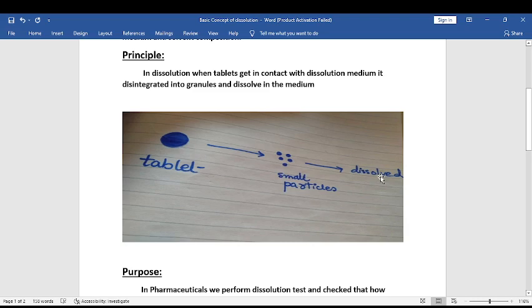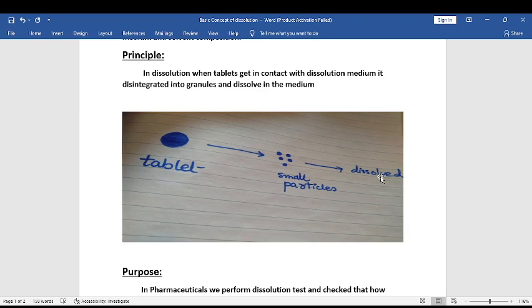The same principle proceeds in our body. Tablet or any dosage form disintegrates into smaller particles, then it converts into granules and then dissolves in our stomach and forms solution. And this solution passes into the small intestine and from there gets dissolved in our blood and goes towards the targeted part to give a therapeutic effect.